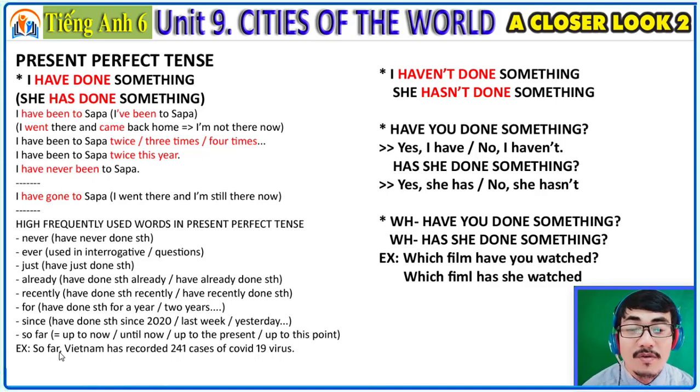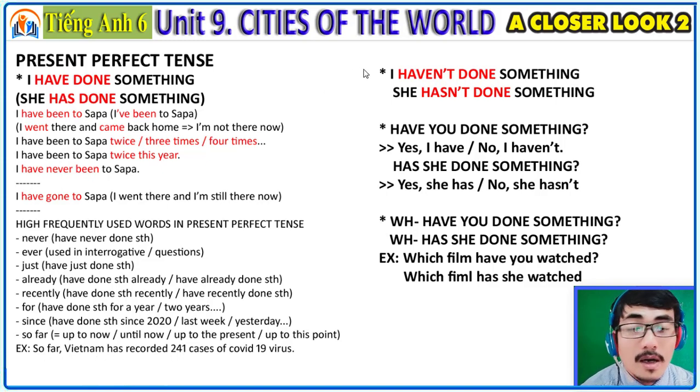So far, that means up to now, until now, up to the present, or up to this point. So far can go at the beginning of the sentence or at the end of the sentence. For example, so far, Vietnam has recorded 241 cases of COVID-19 virus, or Vietnam has recorded 241 cases of COVID-19 virus so far.